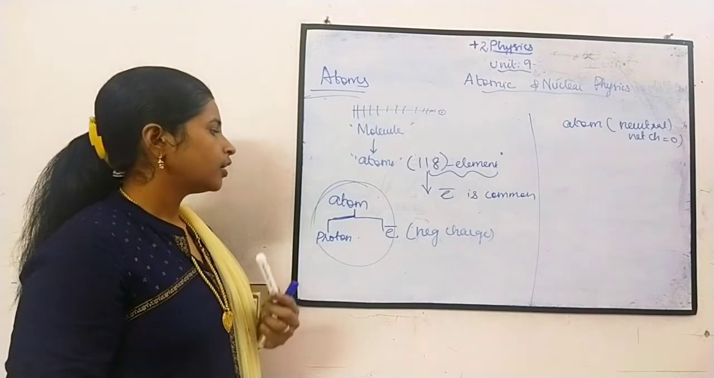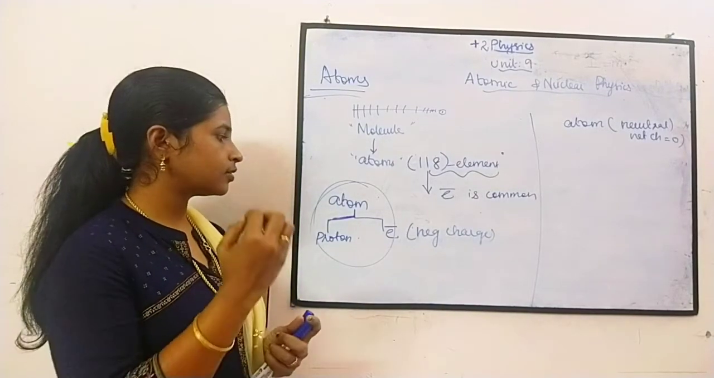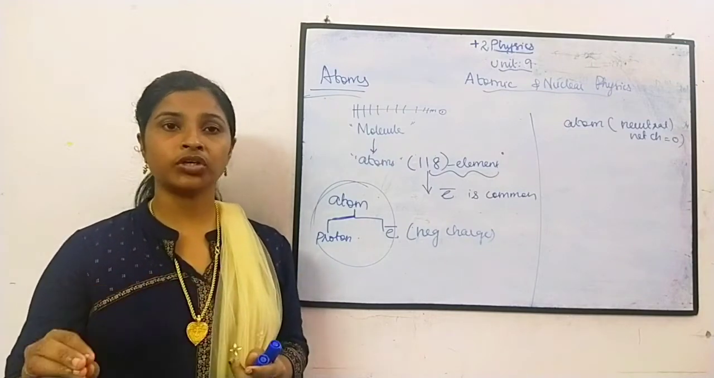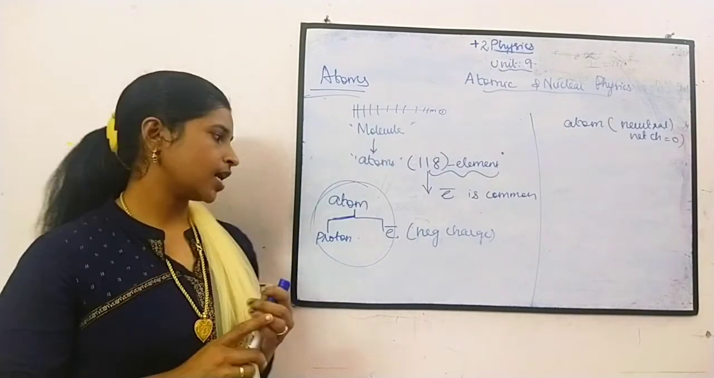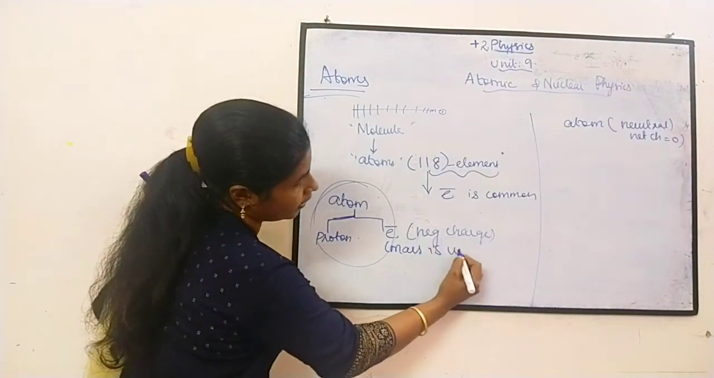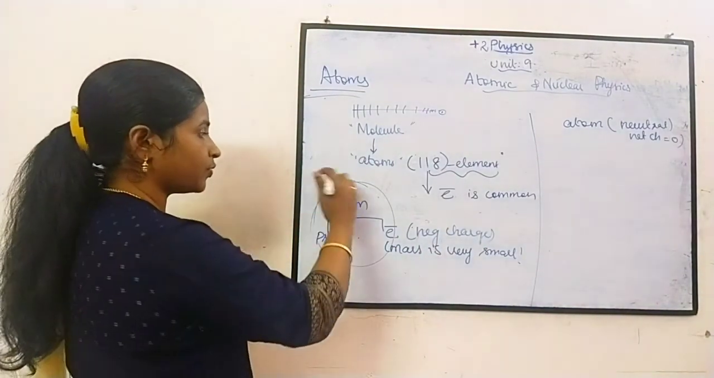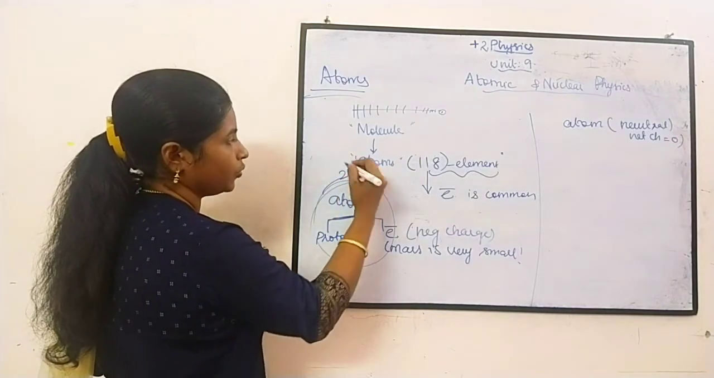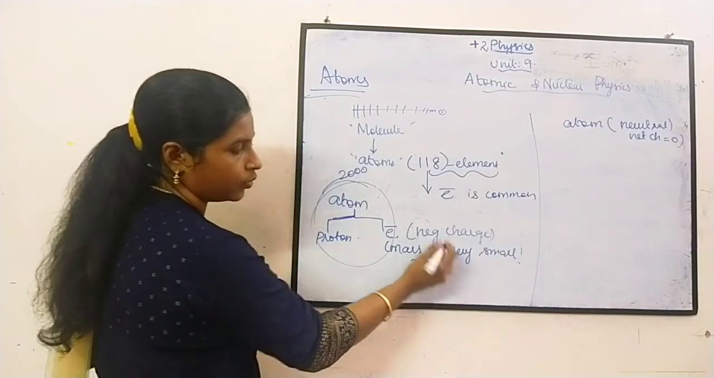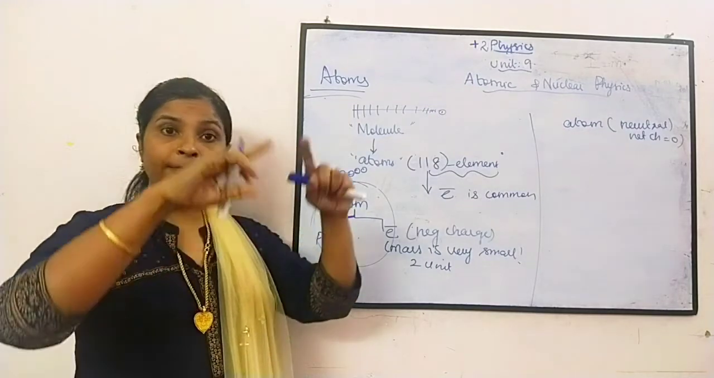Okay, and later, experimentally, they found out the mass of the electron. Using the Millikan oil drop experiment, which you will study, they found that the mass of the electron is very, very small compared to the mass of the atom. Suppose the mass of the atom is 2000 units; they found that the electron mass is only 2 units. Understood? So the electron has very small mass compared to the atom.